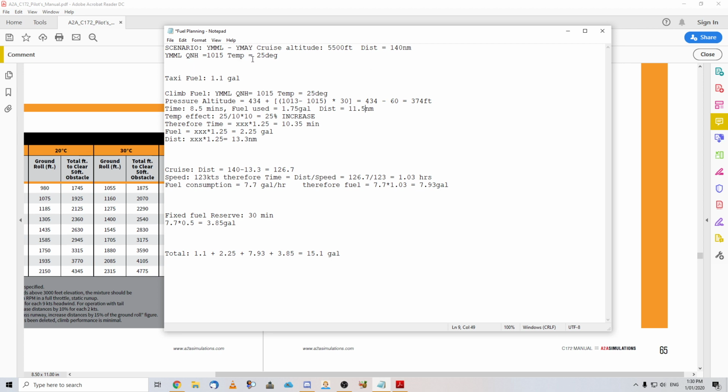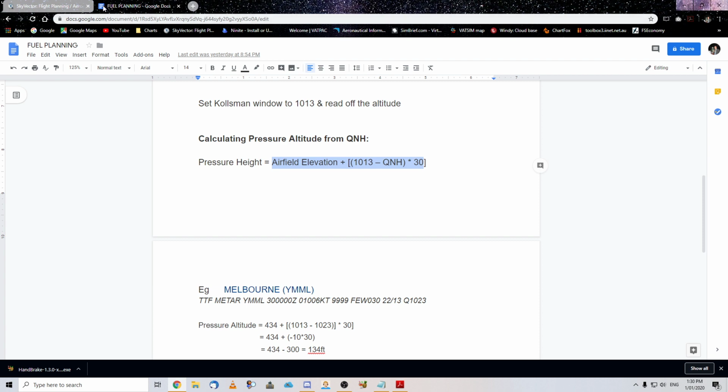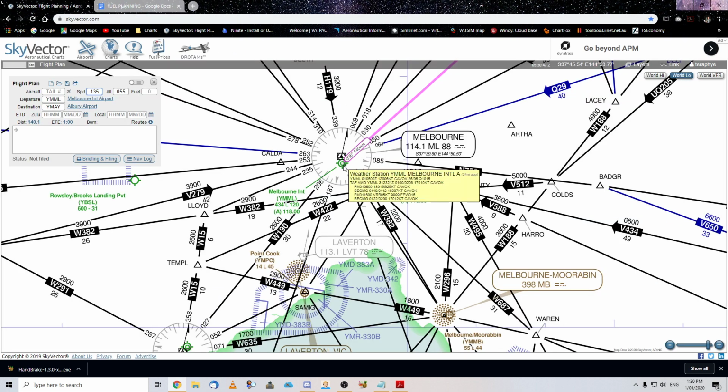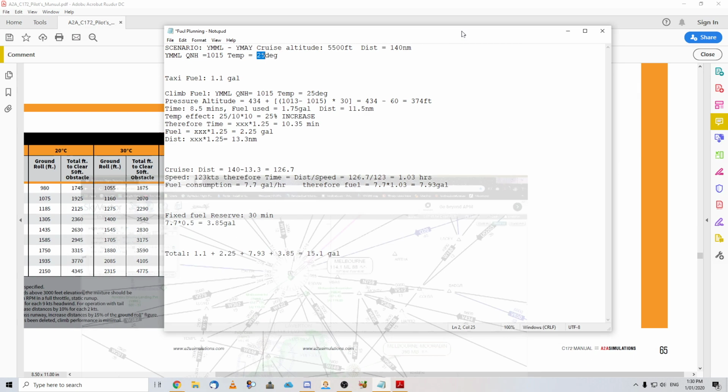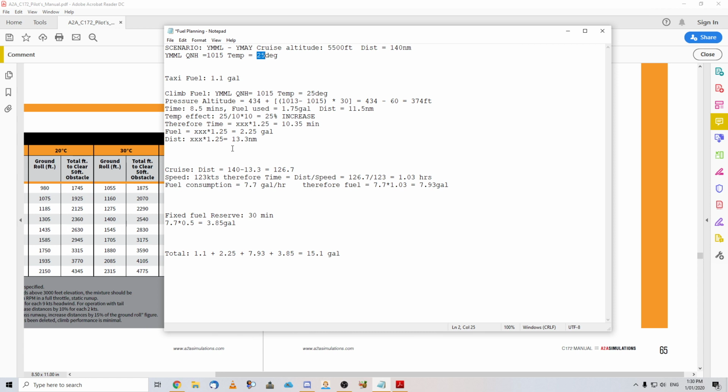So on this particular day, it's 25 degrees at Melbourne. You sure I'm in the right city? You can see the METAR, it's 25 degrees. So how does this work for us?